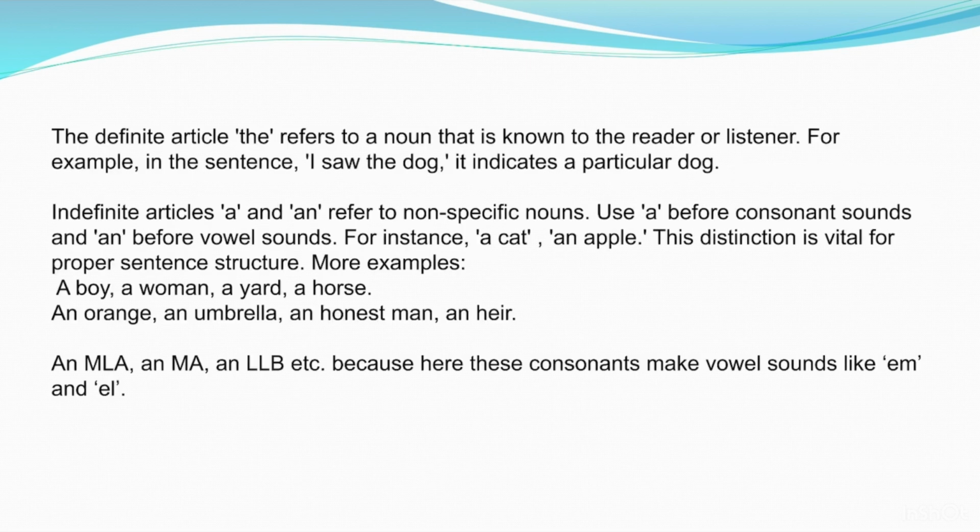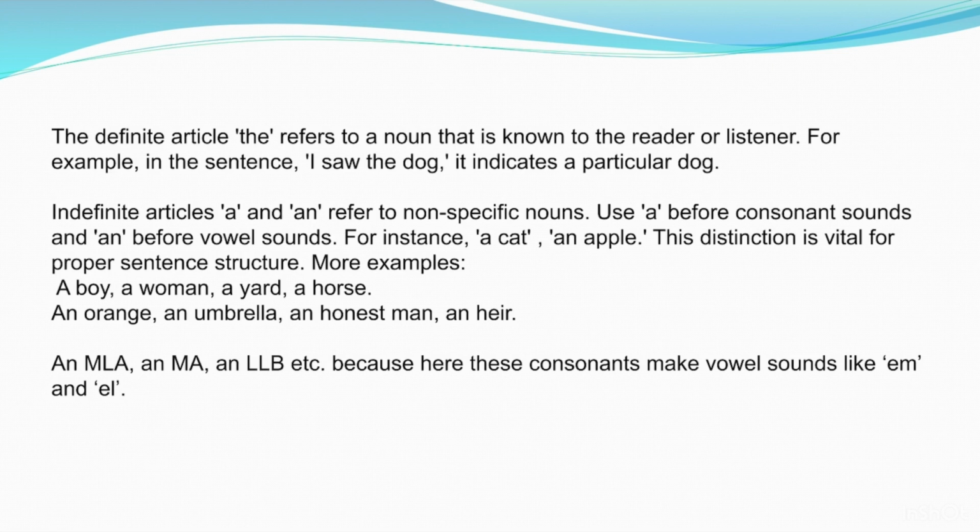The definite article the refers to a noun that is known to the reader or listener. For example, if I say, I saw the dog, that means I am referring to a particular dog. Indefinite articles a and an refer to non-specific nouns. Use a before consonant sounds and an before vowel sounds. For instance, a cat, an apple. This distinction is vital for proper sentence structure.